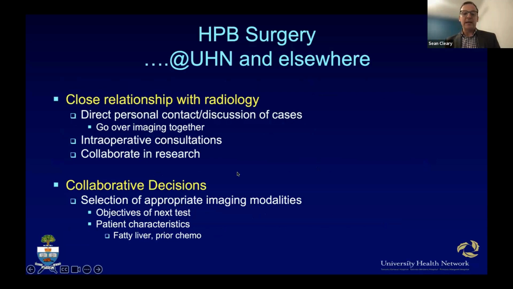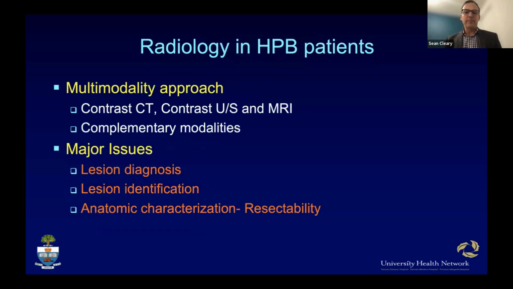And really, I think that we make collaborative decisions around imaging evaluation of lesions, whether that is selecting imaging modalities, and also being very interactive and collaborative in terms of using our radiology resources appropriately. What are the best next steps based on the patient characteristics? And so we honestly spend about an hour to 2 hours a week going through cases together, talking about them.